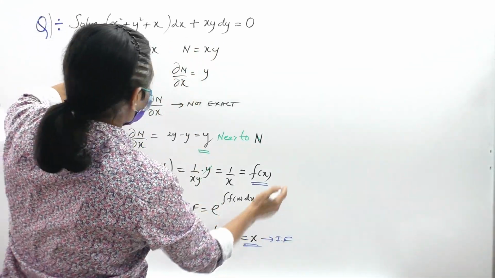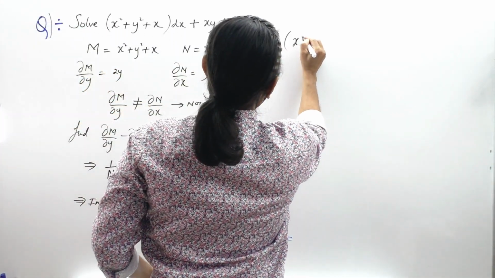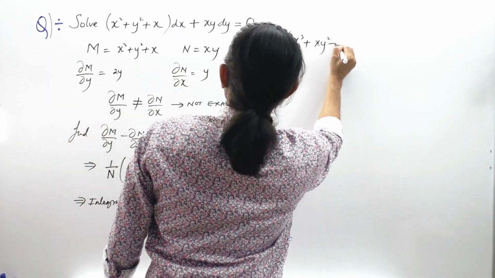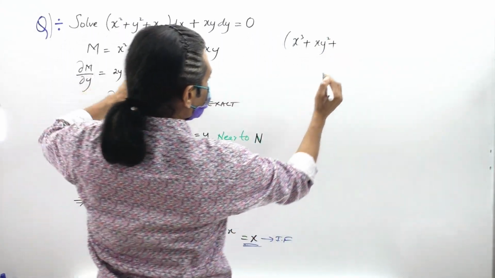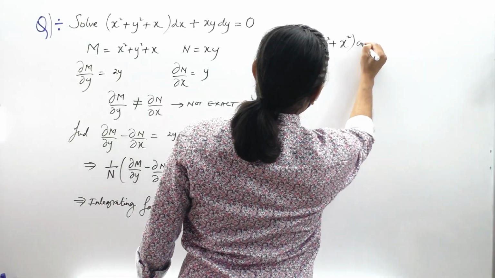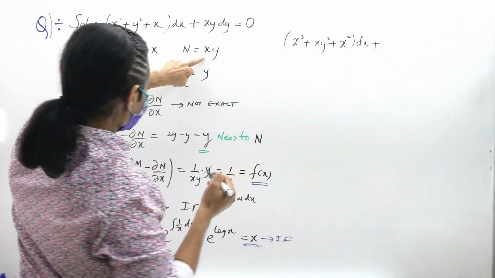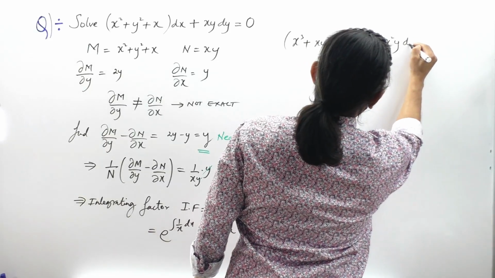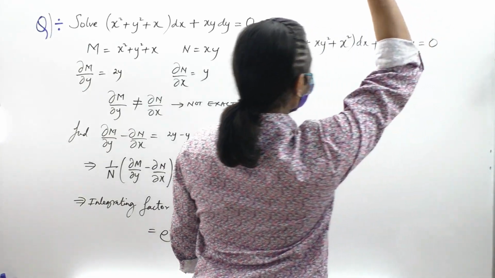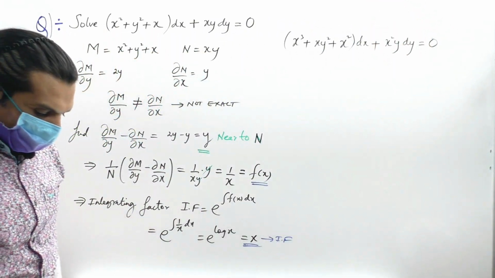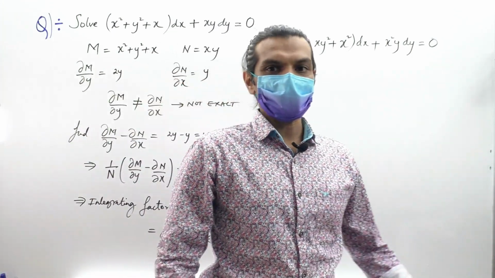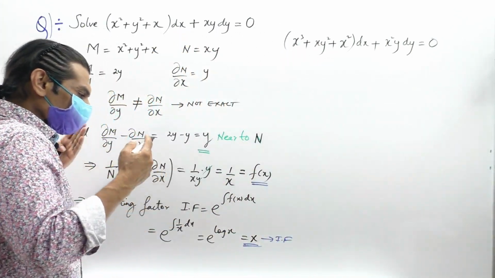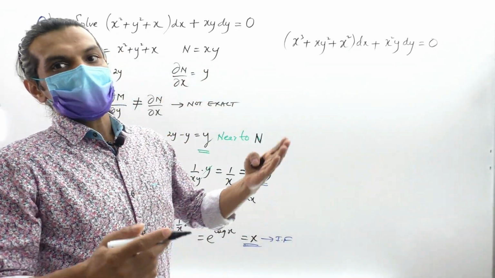So, if you multiply by x, we get x cube plus xy square plus x square dx plus x square y dy is equal to 0. Now, as you know, this is already exact. When we multiply by the integrating factor, it becomes exact. So, the solution is what?